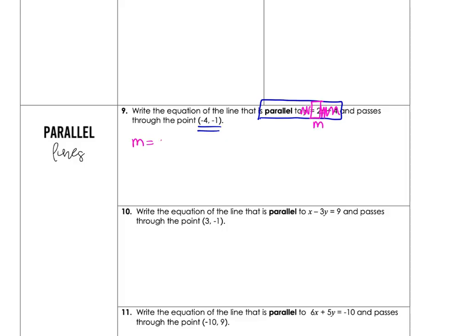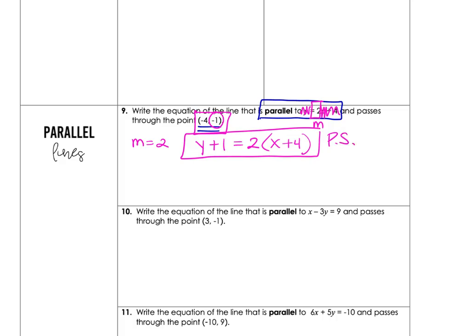So your slope is 2, and they give you a point. If you have a point and a slope, what are you going to put it into? Point slope, yes. So it's going to be y minus a -1, so y plus 1 equals the slope times x what? Minus a -4, which is x plus 4, so it looks like that, okay? When they ask you to do this, if they don't specify which form, you could leave it like this. This is point slope form, and you could be done.